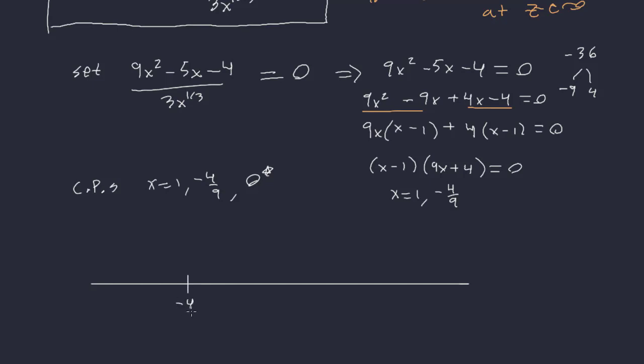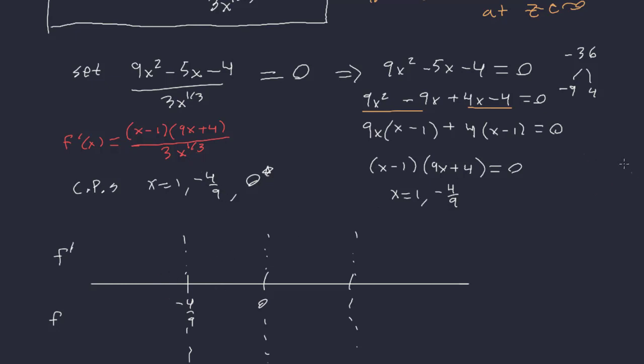Okay, so let's set up our critical points. So we have negative 4/9, 0, and 1. And I'm going to plug some test values into f prime and see what's happening with f. Now for plugging in purposes, I'm going to be plugging in values into this version, the factored one. x minus 1 times 9x plus 4 all over 3x to the 1/3.